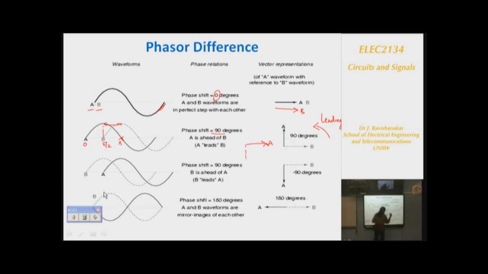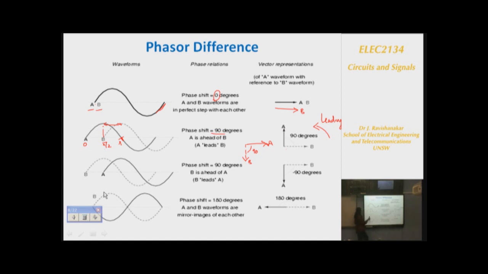So you have to put B in this direction. So this is once again 90 degrees. So either you can represent this way or this way. Whatever it is, this A should always be leading, and this is the direction of the leading waveform.